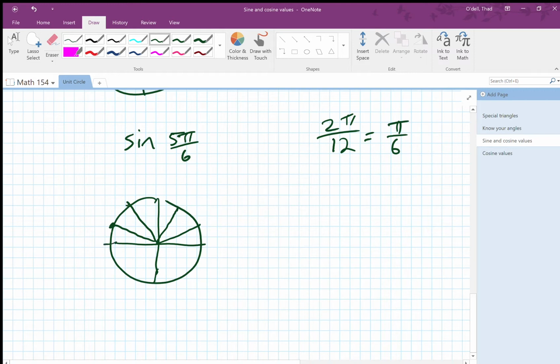We draw the little triangle down. We get a 30, 60, 90 triangle. And I'm looking for the opposite side, so we have a 30-degree angle here, that's the reference angle, then this up here would have to be 1/2. So sine of 5 pi over 6 is equal to 1/2.